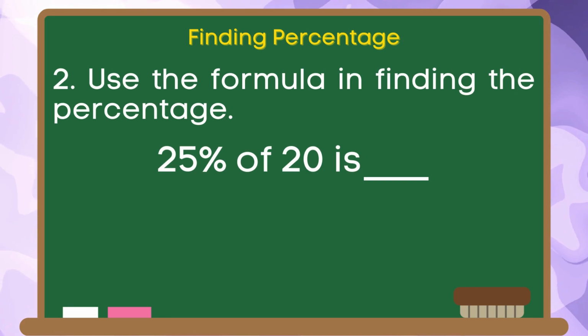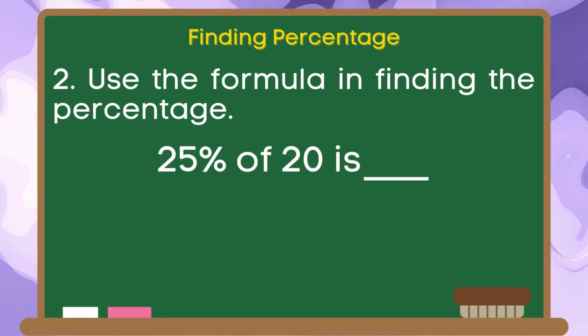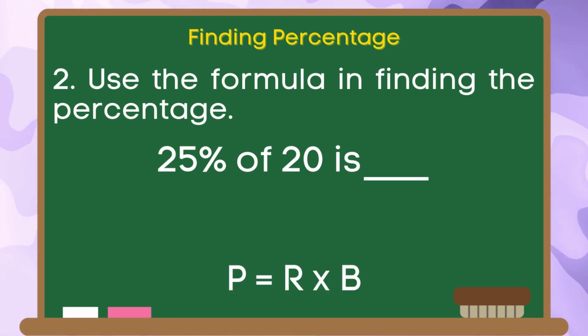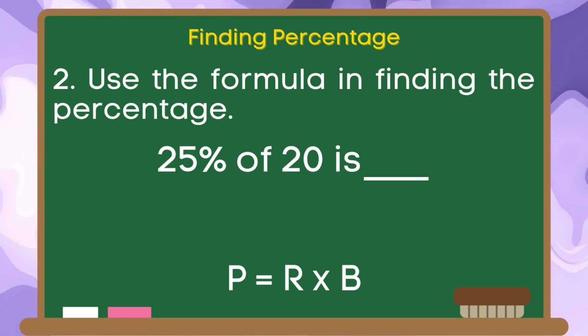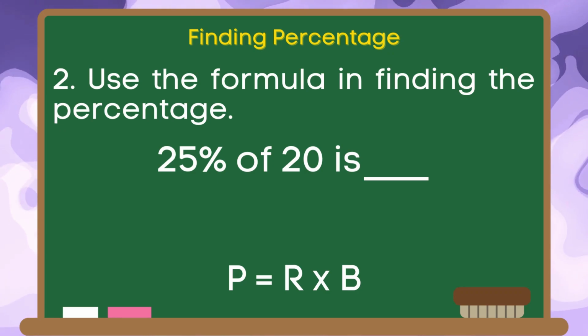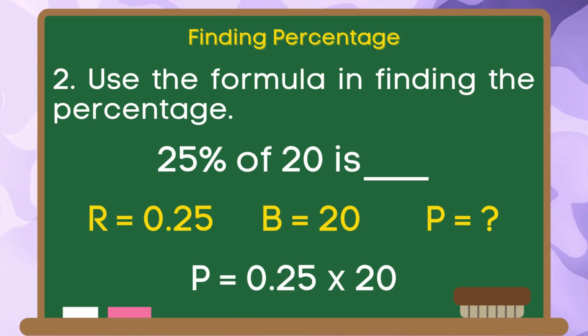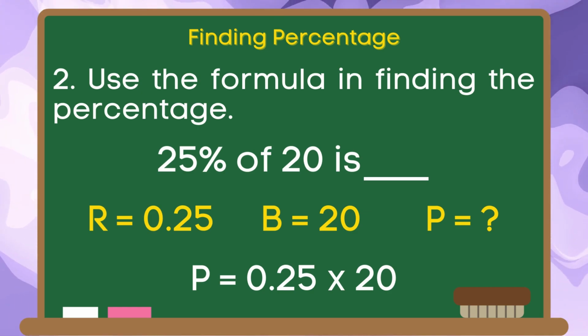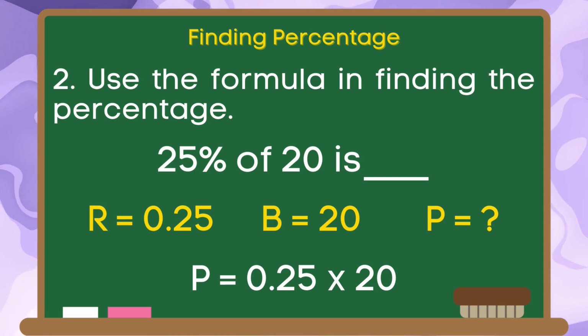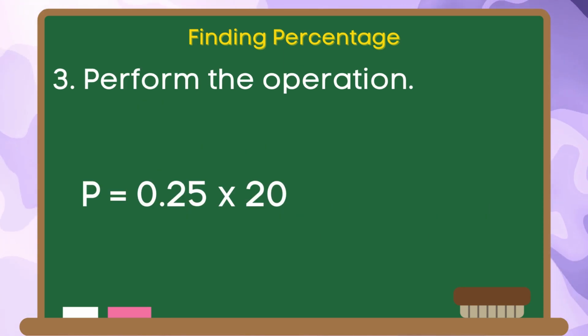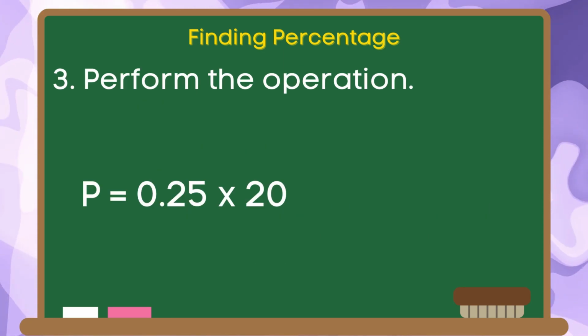Let us do the second step. Use the formula in finding the percentage. Since percentage is missing in this example, we are going to use the formula P is equal to the product of R and B. Let us substitute the value of R and B. Rate is 25 hundredths and base is equal to 20. For step 3, let us perform the operation, multiplication.